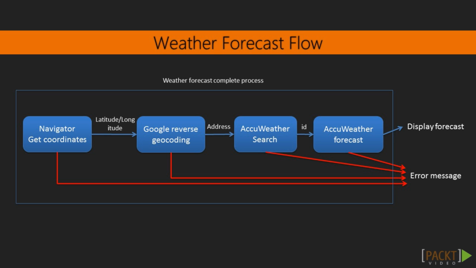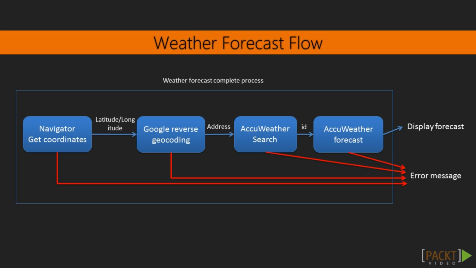Then we will call the Google Reverse Geocoding API to get our current address, from which we will extract the city and the country. Next, we will call the AccuWeather Search API to transform that city and country into an ID, which is internal to AccuWeather. And finally, we will ask AccuWeather for the forecast using that ID.